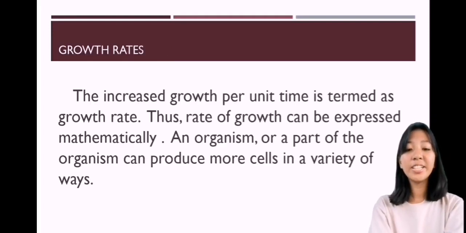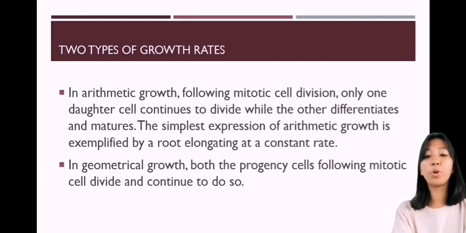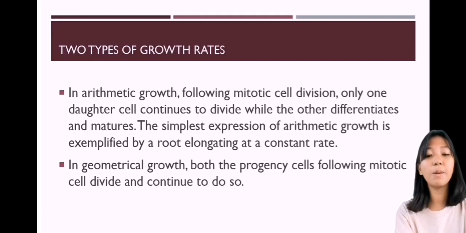Growth rates. The increased growth per unit time is termed as growth rate. Thus, rate of growth can be expressed mathematically. An organism or a part of the organism can produce more cells in a variety of ways. There are two types of growth rates. One is arithmetic growth. Following mitotic cell division, only one daughter cell continues to divide while the other differentiates and matures. The simplest expression of arithmetic growth is exemplified by a root elongating at a constant rate.